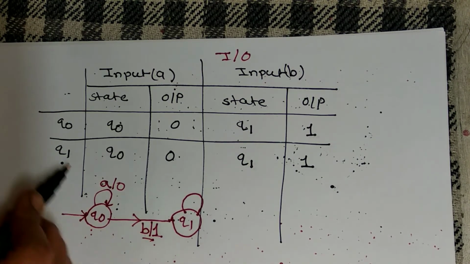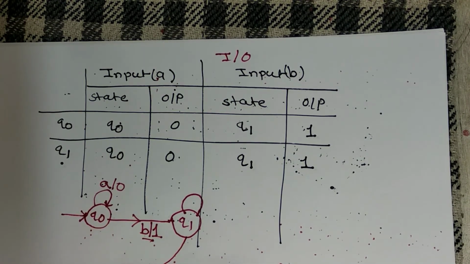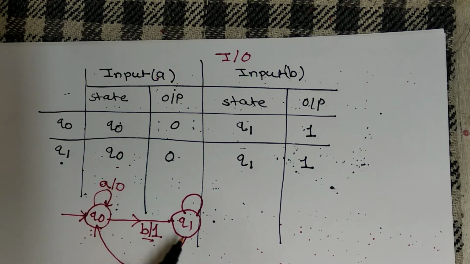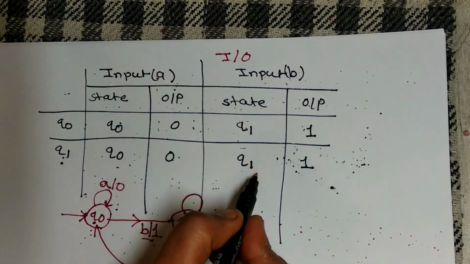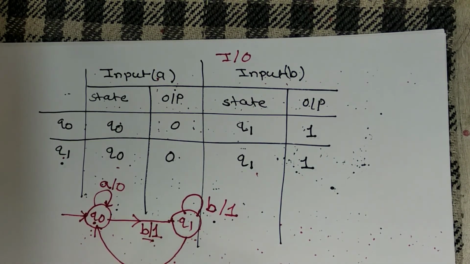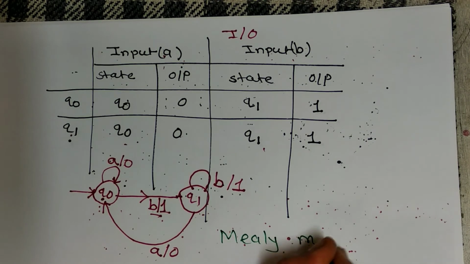Now next, Q1 by taking A goes to Q0 and gives the output as 0. See, the output is shown already here. By taking A, it goes to Q0 from Q1. Now next, Q1 by taking B goes to itself and gives the output as 1. Here also mention the 0. So this is the converted Mealy machine.